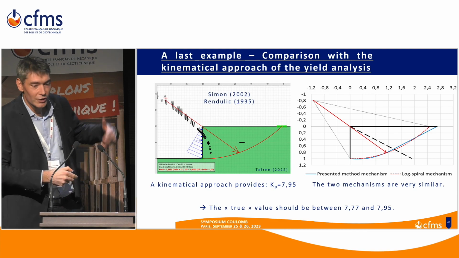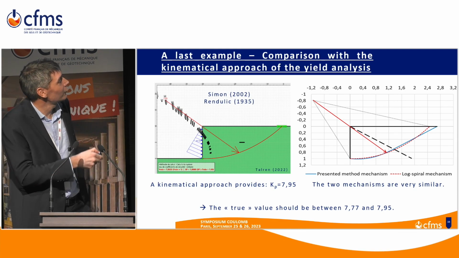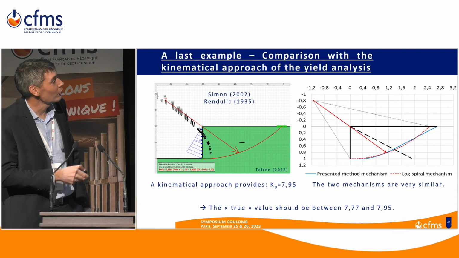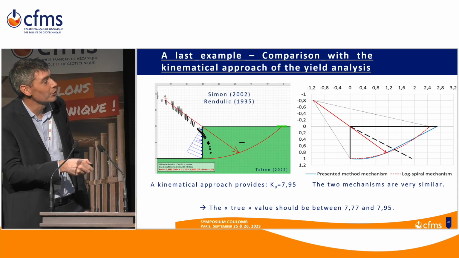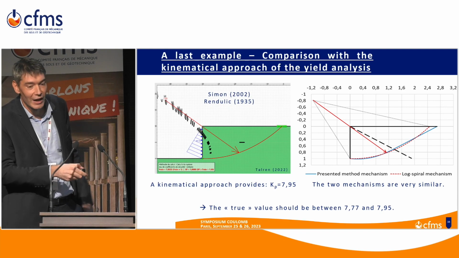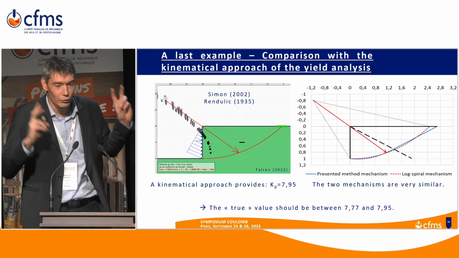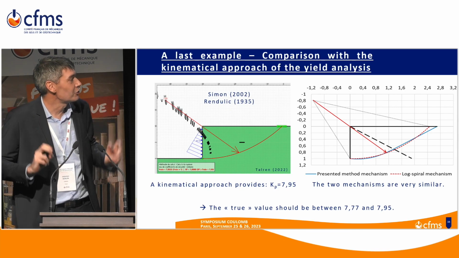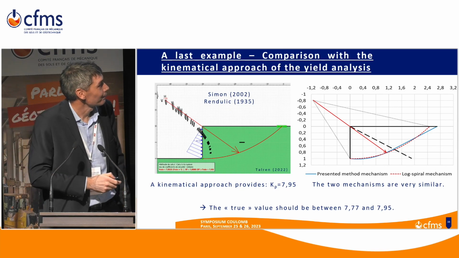But what is important, as it has been said this morning, is that the kinematical approach provides an upper bound value of the passive earth pressure, so probably the true value should be between 7.77 and 7.95. And so the value equal to 8 given by Caquot-Kerisel might be improved a little bit in a way.